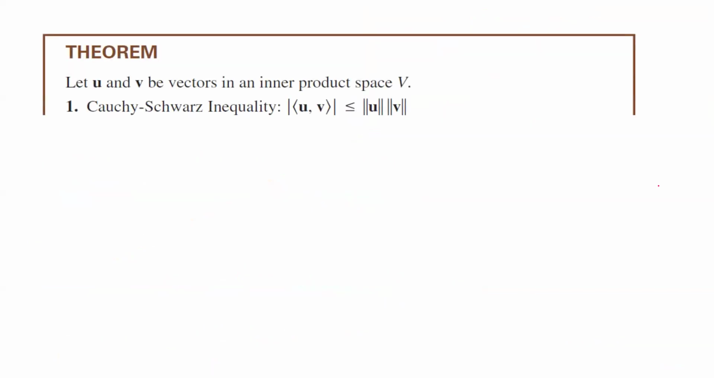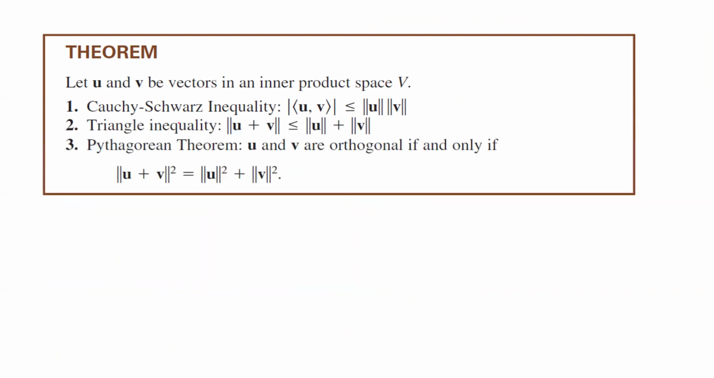As long as you have vectors in inner product space V, you have the Cauchy-Schwarz inequality, you have the triangle inequality, and also you can define the Pythagorean theorem. The Cauchy-Schwarz inequality says the absolute value of the inner product between u and v is less than or equal to the magnitude of u times the magnitude of v.